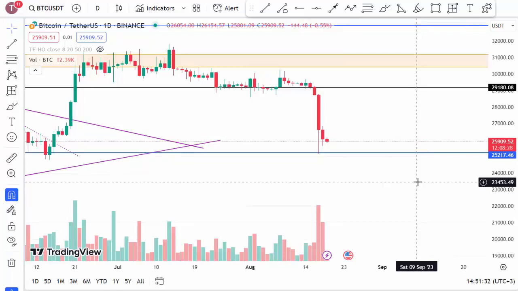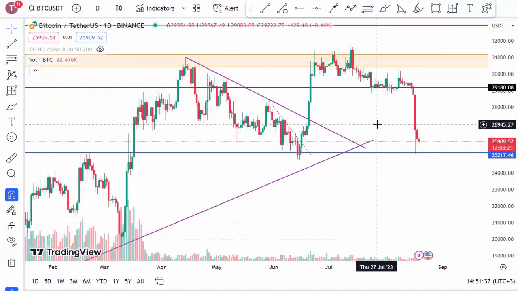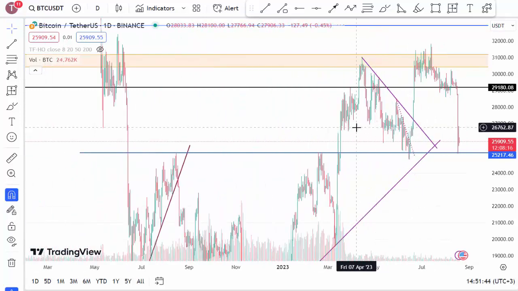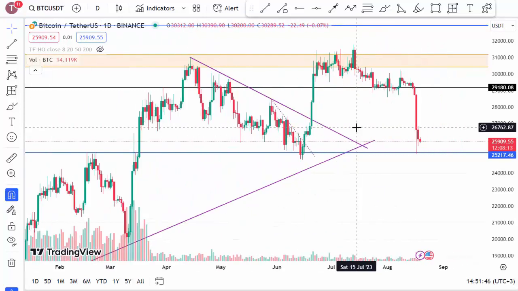We would like the $25,000 level not to be breached downward. If this area is breached, it's likely that we will see even greater consequences. For this reason, my friends, the breach of this region would not be positive for us.